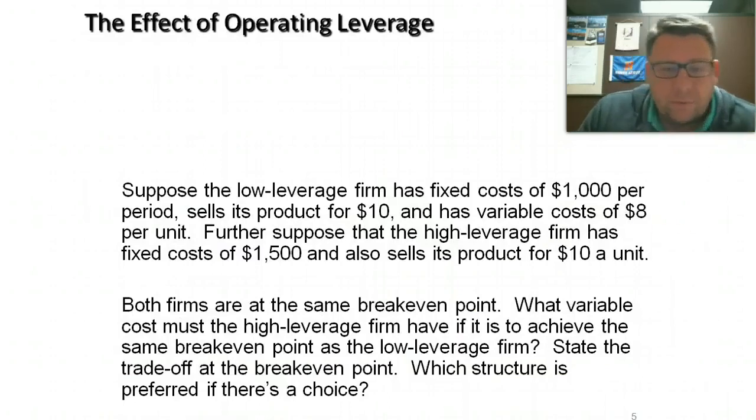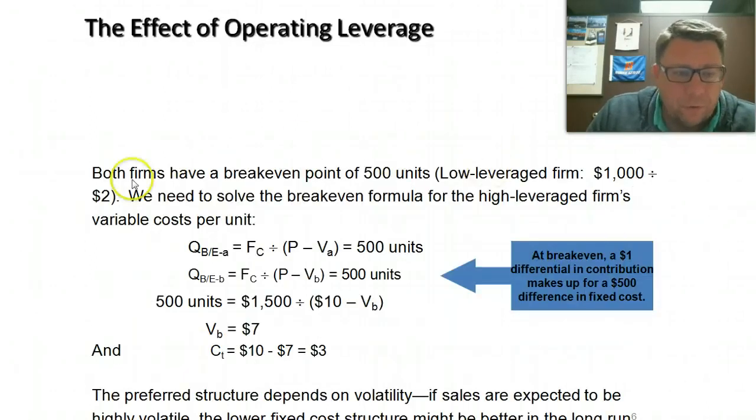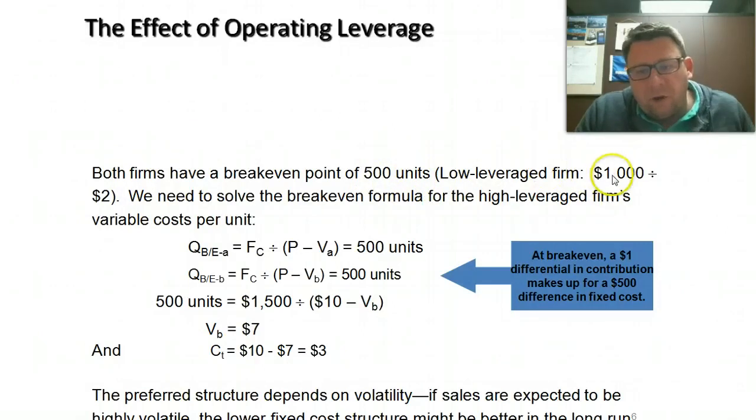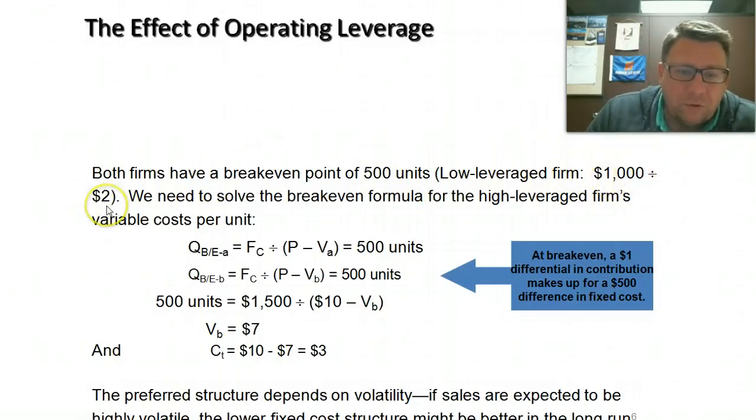Let's look at this goofy little problem. We just want to show that these two firms have the same break even. So let's assume the low-levered firm has a fixed cost of $1,000, and it sells its products for 10, and its variable cost is 8. So its contribution margin is 2. The high-levered firm's fixed costs are $1,500. It also sells its products at 10. Both firms have the same break-even point of 500 units. And for the low-levered firm, we know that's 1,000 divided by a contribution margin of 2.